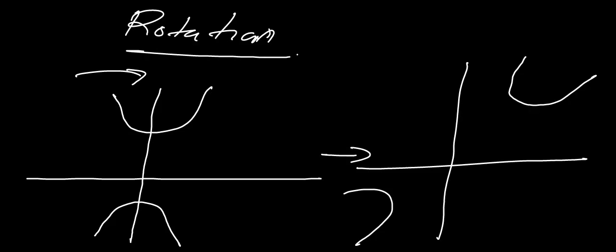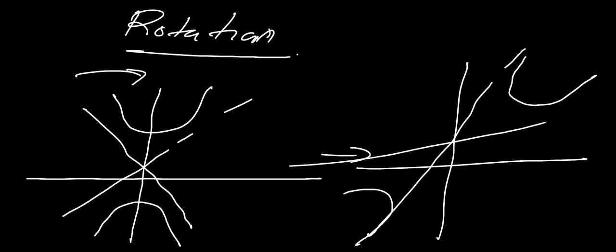I wish I could do this in person, but we're rotating this. It has moved with a certain angle to this position here. Even the asymptotes have also changed. So we've rotated it. There should always be an angle stated.